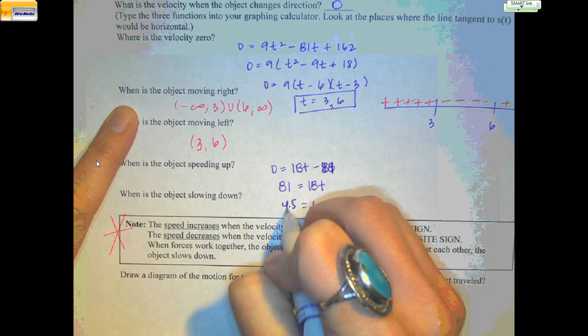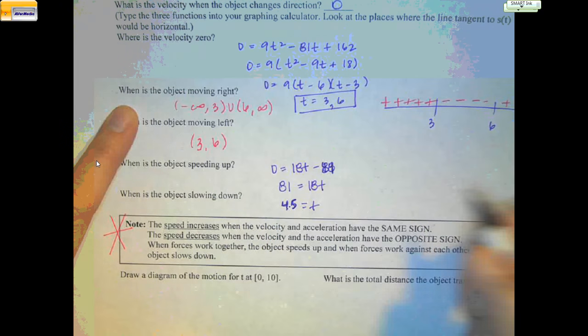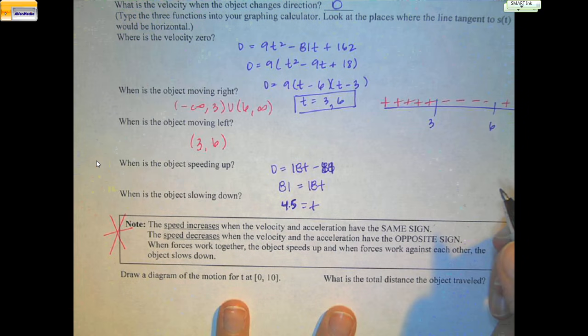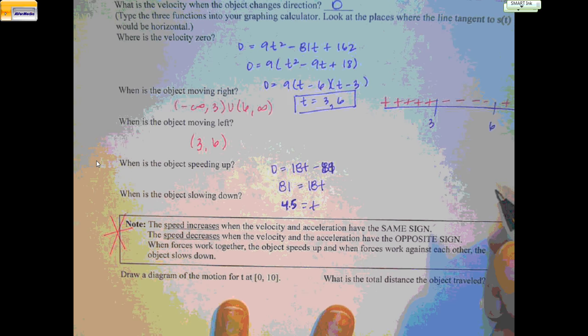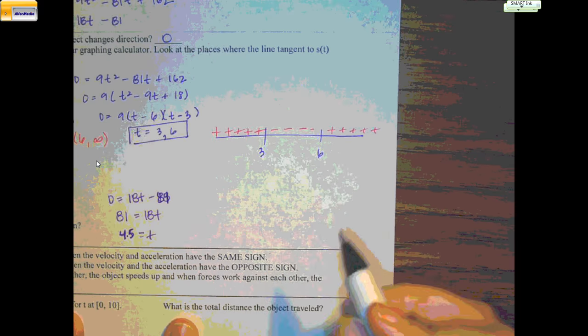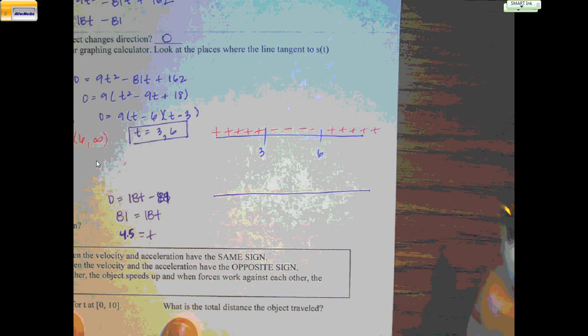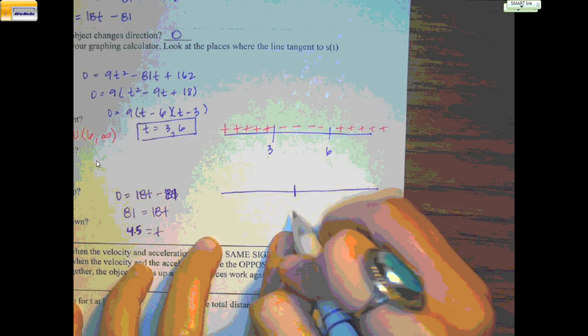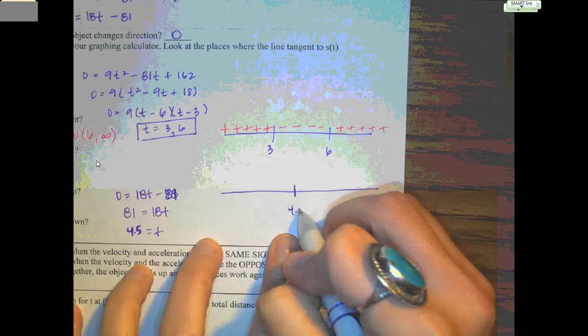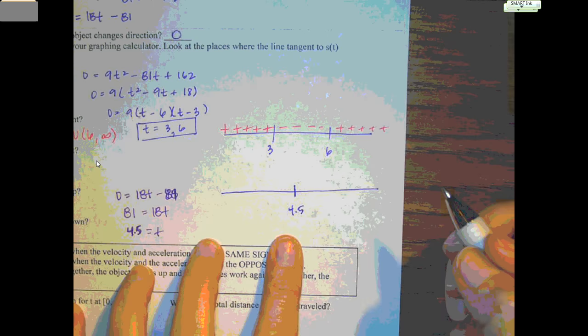So you should get 4.5 for T on that one. So here's what we're going to do. See your number line? Right underneath it, you're going to draw a number line for acceleration. And 4.5 falls exactly halfway between 3 and 6. So I'm going to put a divot right there, and that's my 4.5. Kind of want to line them up, and you're going to see why here in a minute.